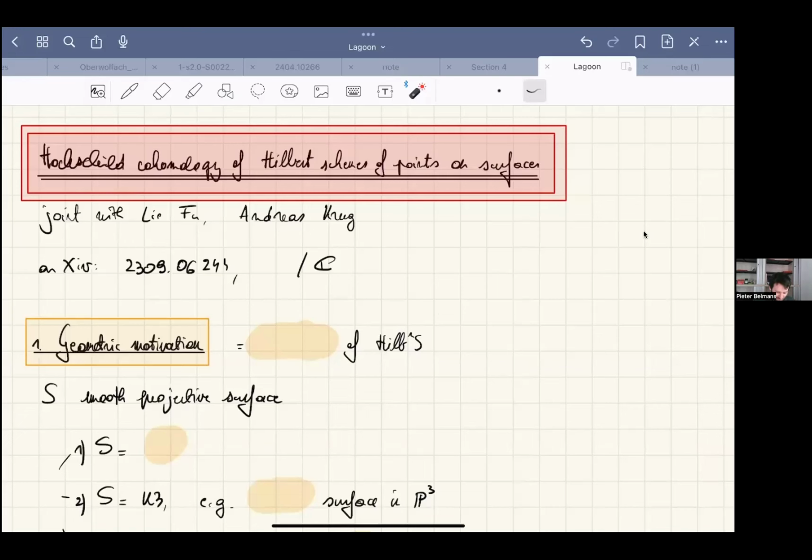So I will talk about something which sounds a priori very geometric, but there's actually a lot of algebra behind what's happening, and we'll see this appear very soon. But I want to start first by saying that all of this is joint work with Lee Fu and Andreas Krug. You can read all the details in this arXiv paper.